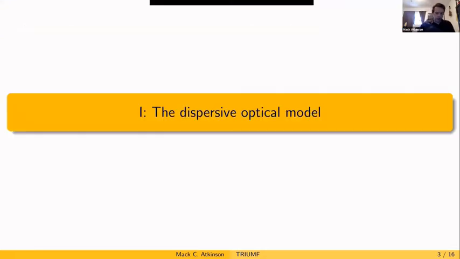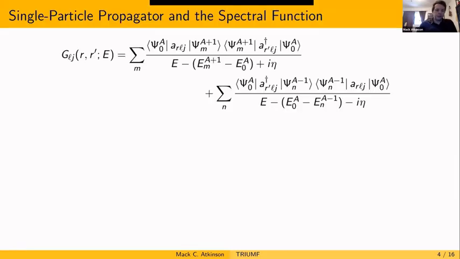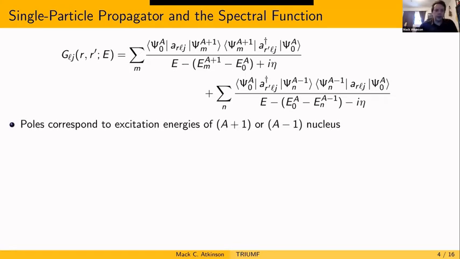So before getting into it, I want to introduce the model that I use, which is the dispersive optical model. Here, first I need to discuss what a Green's function is, or single particle propagator. It's as I have written on the screen here, with this first part being a particle addition contribution to the single particle propagator, and the second fraction is the hole part. So there's some interesting information encoded in here already.